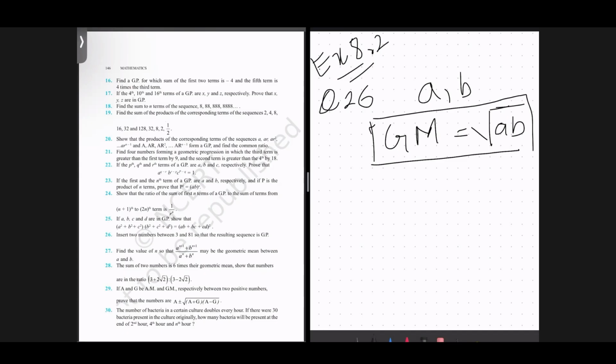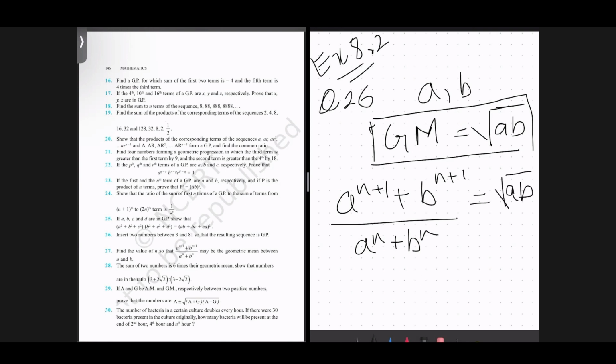We have been told that A raised to the power n plus 1 plus B raised to the power n plus 1, upon A raised to the power n plus B raised to the power n, should be the geometric mean between A and B, right? So we need to find the value of n for this particular equation, correct?